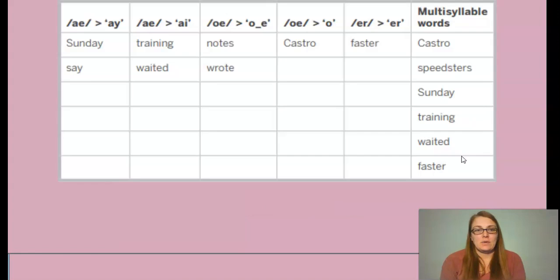Our reading today, we're continuing in our Kids Excel book. Some of our sound spelling: Sunday and say, training and waited, notes and wrote, Castro, and then faster, multi-syllable words: Castro, speedsters, Sunday, training, waited, and faster.